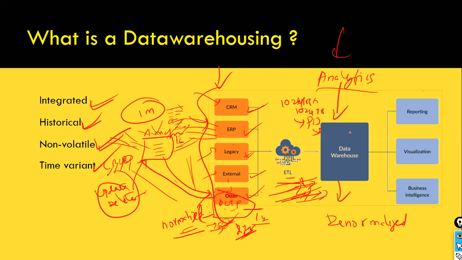So it is integrated. The data we extract from various source systems, and then before we load this data into your data warehouse, we transform the data. ETL: the E stands for extraction, the T stands for transformation, and the L stands for load.